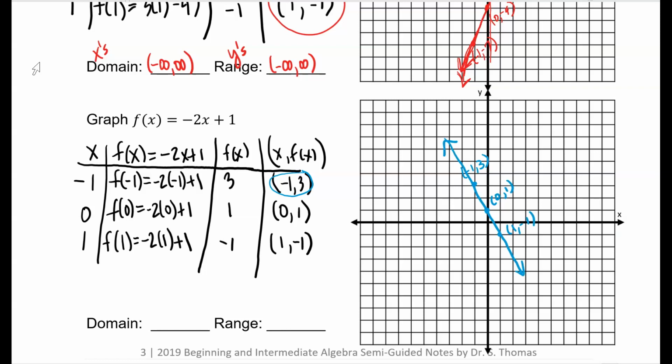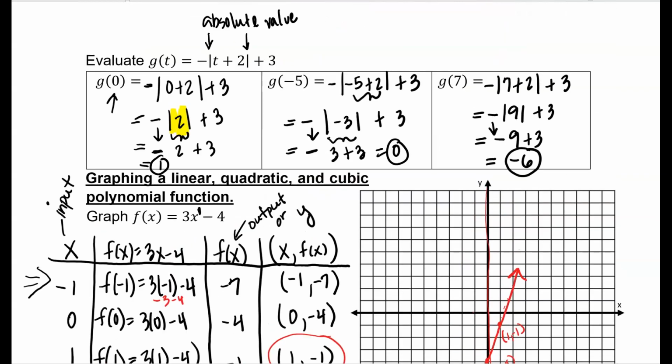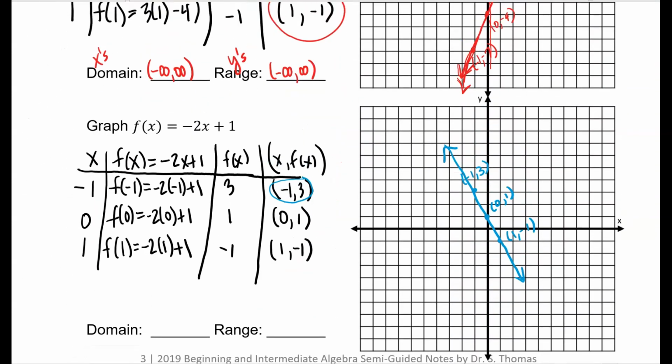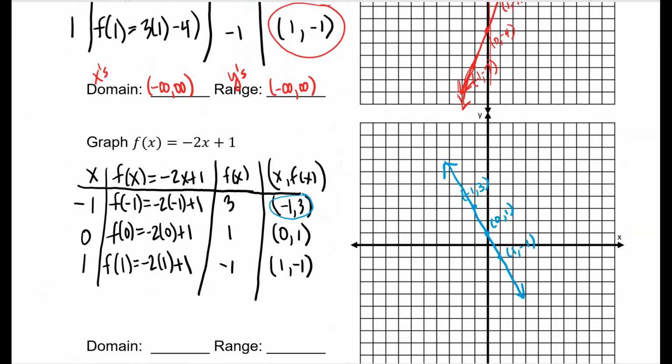Again, our domain is from negative infinity to positive infinity, because on our x-axis, this side is going continuously this way, which is negative infinity, and the right side is continuously going on the right side, which is positive infinity. So our domain is negative infinity to positive infinity.